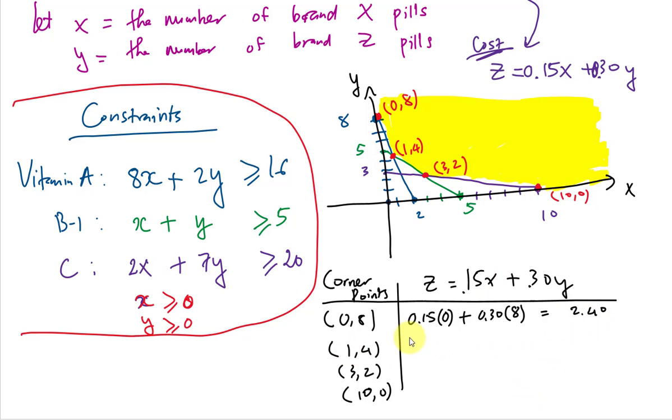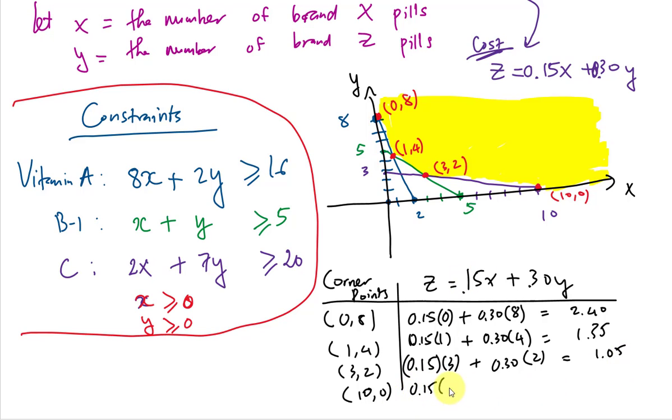And then I do the same thing here, 0.15 times 1 plus 0.30 times y. y is 4. And if I do it correctly, 1.35. And then I do the same thing here, 0.15 times 3, and then plus 0.30 times y. y is 2. And that is going to be 1.05. And lastly, 0.15 times x is 10 plus 0.30 times y is 0, and that is going to be 1.50.